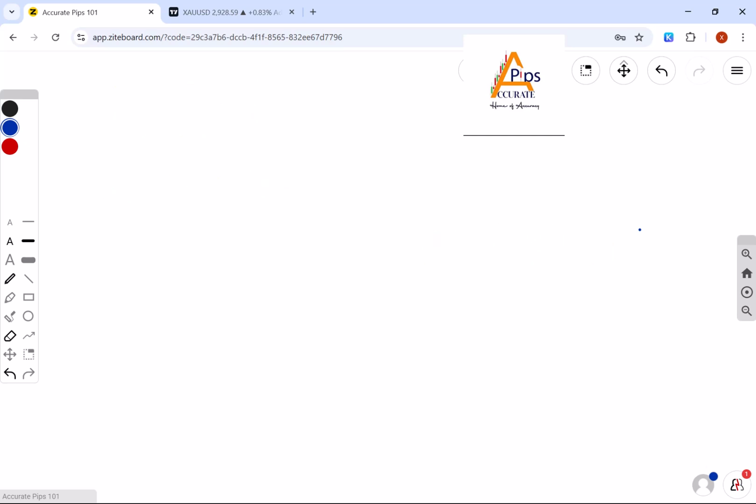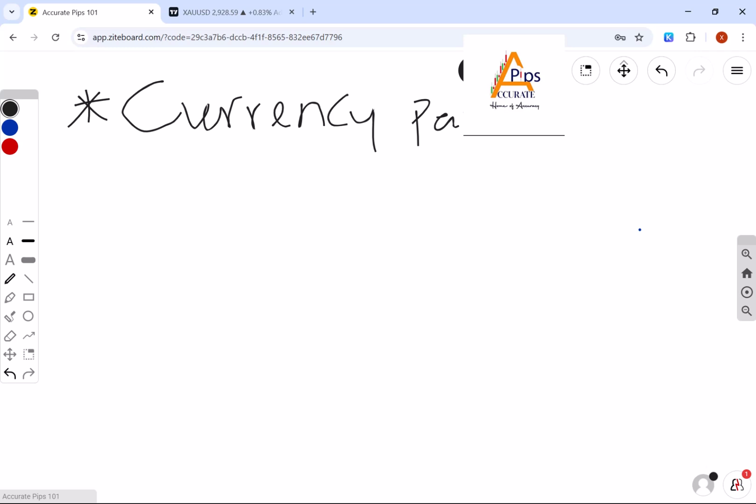The first terminology we'll be looking at is the currency pair. The reason why it is important to know what a currency pair is is because you'll be using that term a lot as we go along. I spoke briefly about some of those pairs yesterday when we were looking at the major, the minor, and the exotic pairs. So, what is a currency pair?